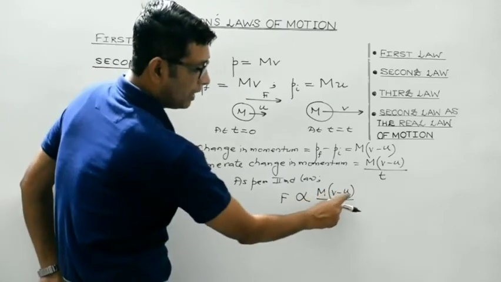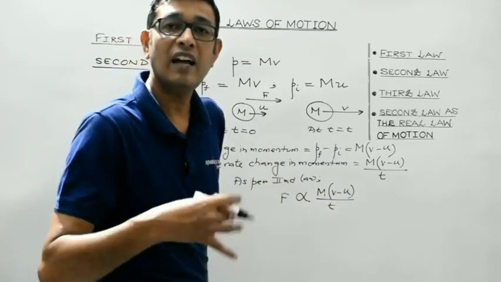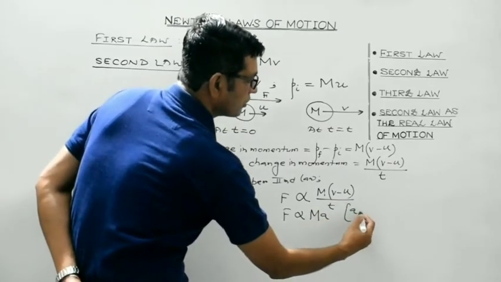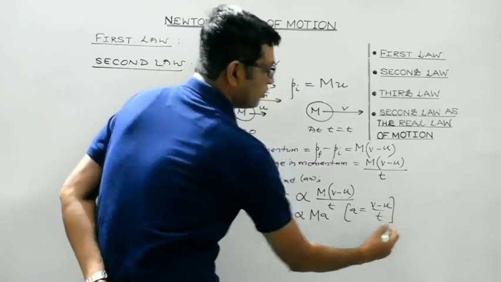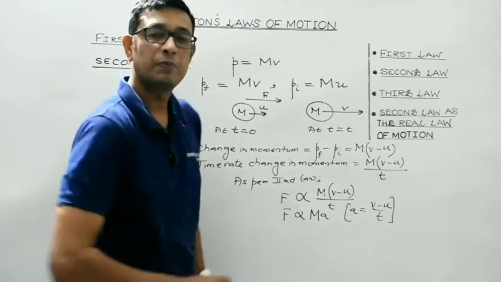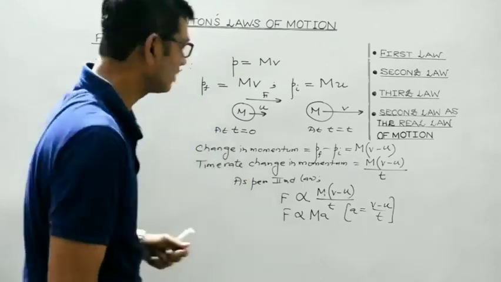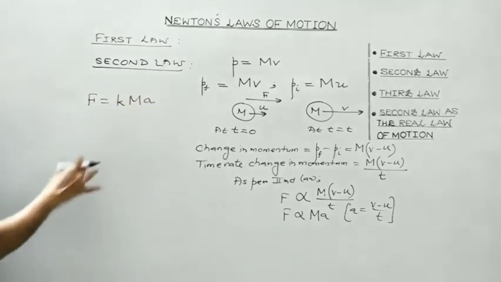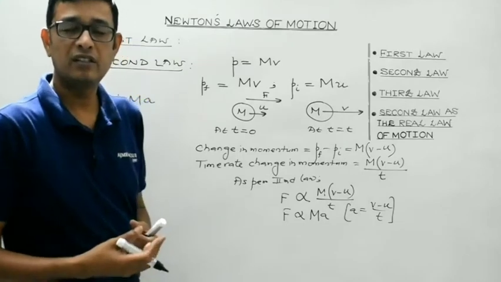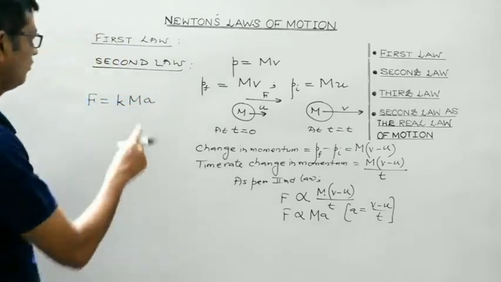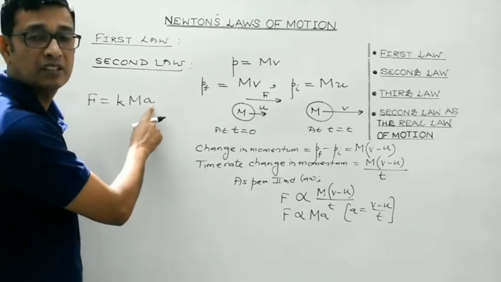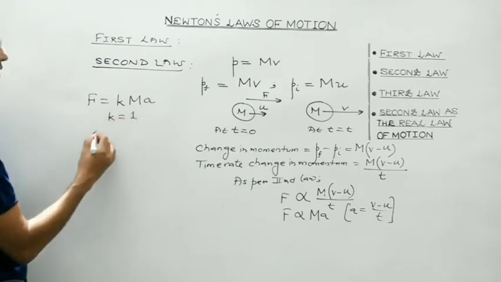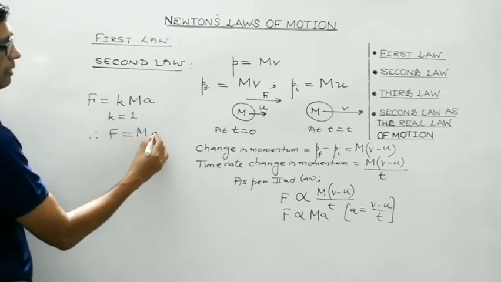Now, (v minus u) divided by t, that will give us acceleration. So F is proportional to ma. A is acceleration. And students, as we have discussed earlier, in order to eliminate this proportionality sign, we need to introduce some constant. Let that constant be k. Now in SI or in any other suitable units, the value of k is determined to be 1. When the mass is measured in kg, acceleration in meter per second square, F in Newton, then the value of k is found to be 1. Therefore, F is equal to ma.